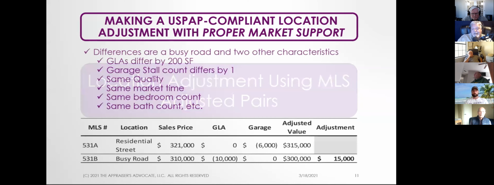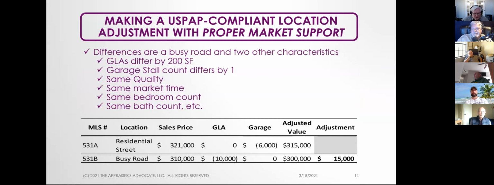Okay, Scott, go ahead. All right, so now here we've got, again, two different MLS numbers. We've got a house on a residential street that has a value 321. It has one more garage, so we need to take that garage value out, and we'll get into how to make a garage adjustment later on. So the adjusted value here is 315. This house is on a busy road, but it needs a GLA adjustment. And again, we will get into how to do that. So it adjusts to 300, and we're back to this $15,000 adjustment.